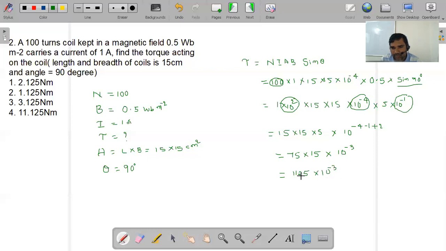Now, if you remove this minus 3, we can write this as 1.125. Do we have that? Yes, 1.125 Newton meter. So the answer is option 2. That is 1.125.